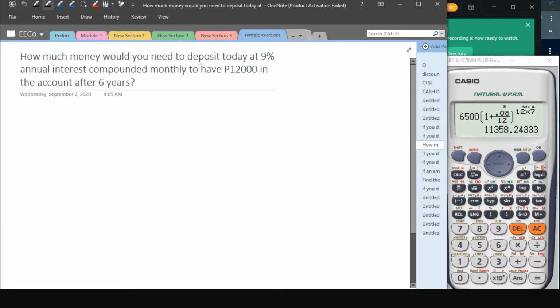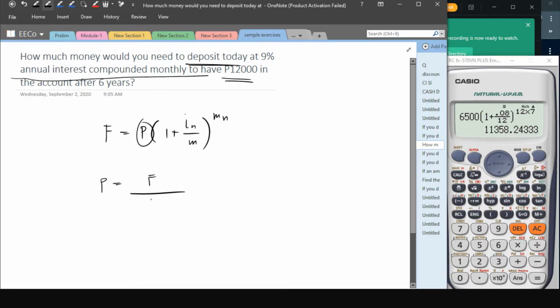How much money do you need to deposit today? Ibig sabihin yung principal na i-invest mo para yung annual interest compounded monthly to have, okay, 12,000 in 6 years. So, F is equal to P, 1 plus I N divided by M, tapos MN. Ang hinahanap sa'yo is P. P is equal to F divided by, negative ko na lang to. So, 1 plus I N over M raised to MN. Pwede kong gawing negative to, multiply ko lang sa F. Dalawang paraan para makuha mo yung present amount.